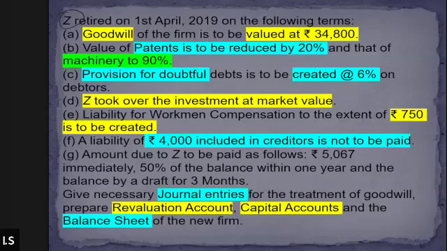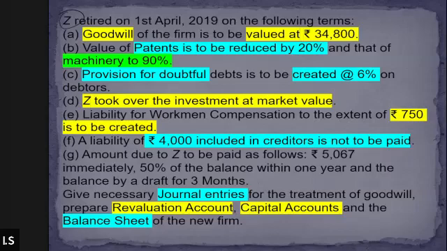Goodwill of the firm is to be valued at 34,800. Value of the patent is to be reduced by 20%, machinery to 90%, provision for doubtful debt is to be created at 6%. Z took over the investment at a market value. Liability for the workman compensation to the extent of rupees 750 is to be created.